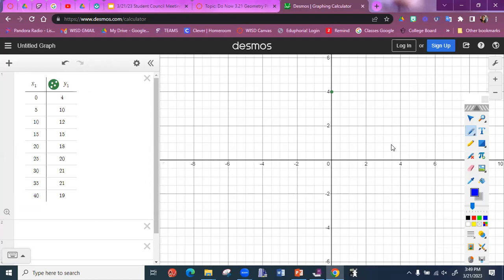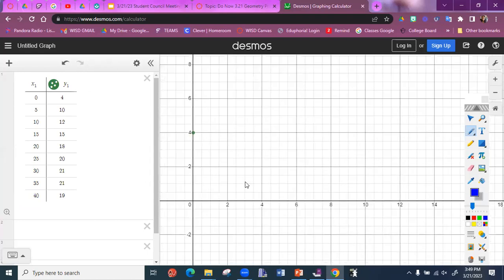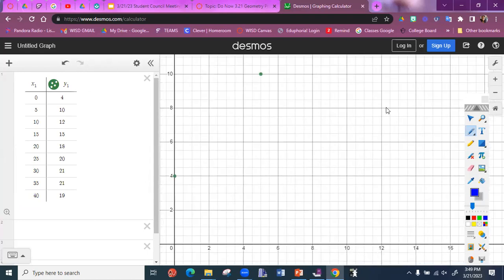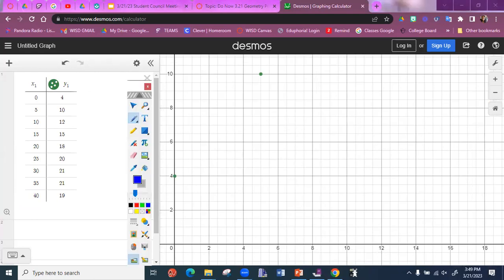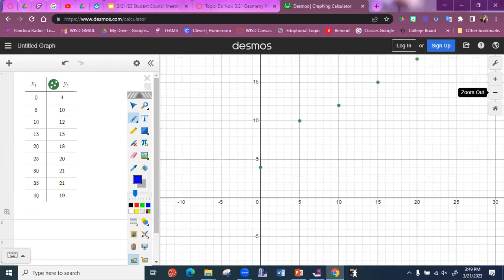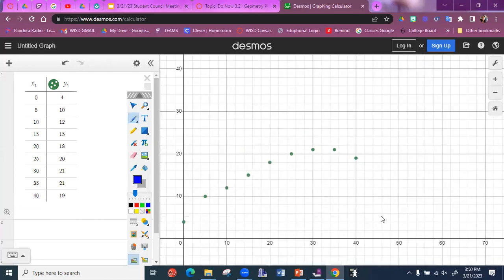Now it says, look at the graph and say what best model it is. Well, can I see all my points? No. So I can't see all my points. So I'm going to zoom out. Can I see all my points now? I had to zoom out.